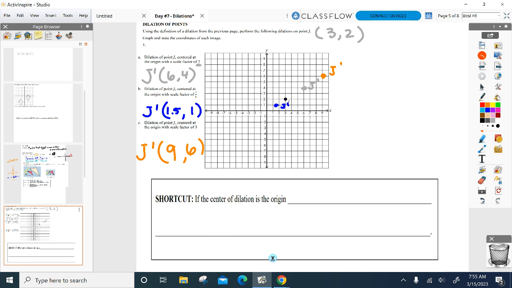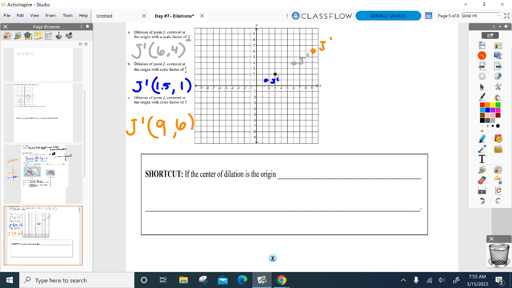Can anybody find a little shortcut for me? This is why I had you write it down. (3, 2) was point J. I dilated it by 2. Look what it became. (6, 4). I dilated it by 1/2. Look what it became. (1.5, 1). And then finally, I dilated it by 3, and look what it became. (9, 6). Is there a shortcut I could do knowing the scale factor? So I don't have to go up and over, up and over, up and over, maybe?